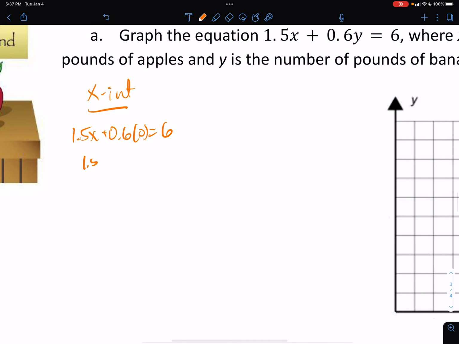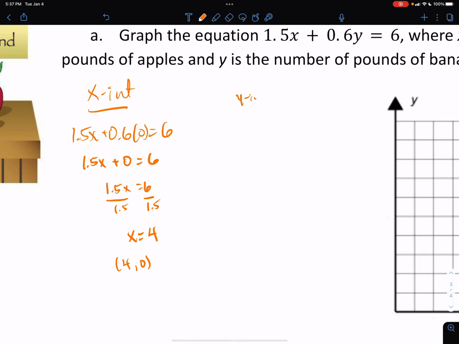This is the same thing as 1.5x plus 0 equals 6. You have 1.5x equals 6. You divide by 1.5, divide by 1.5, you get x equals... How many times does 1.5 go inside 6? That's 4. So your x-intercept is going to be (0, 4).